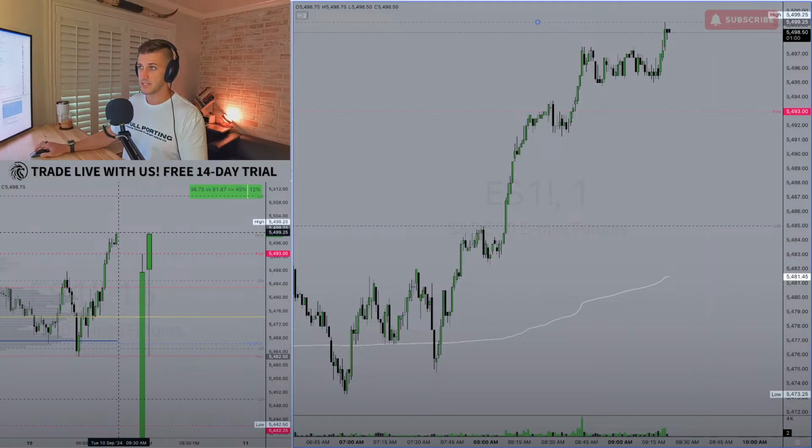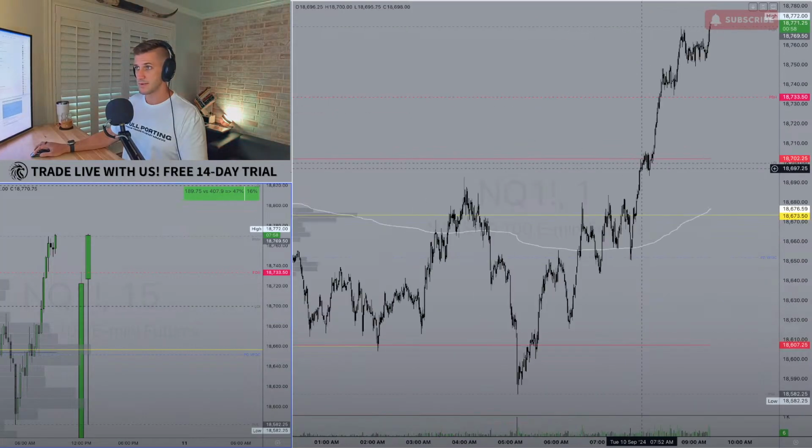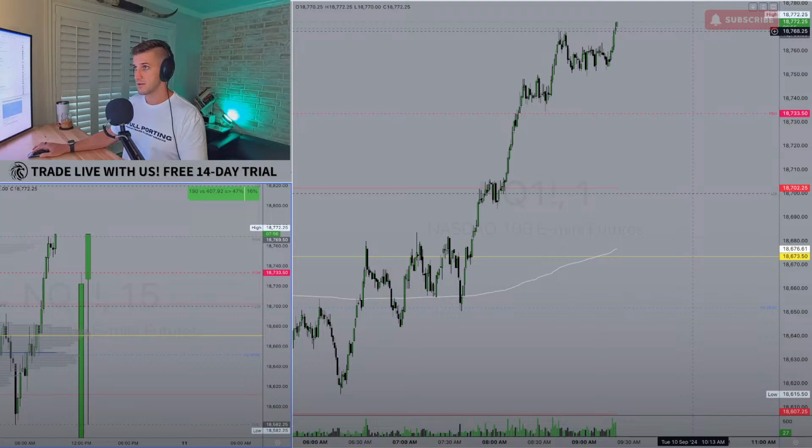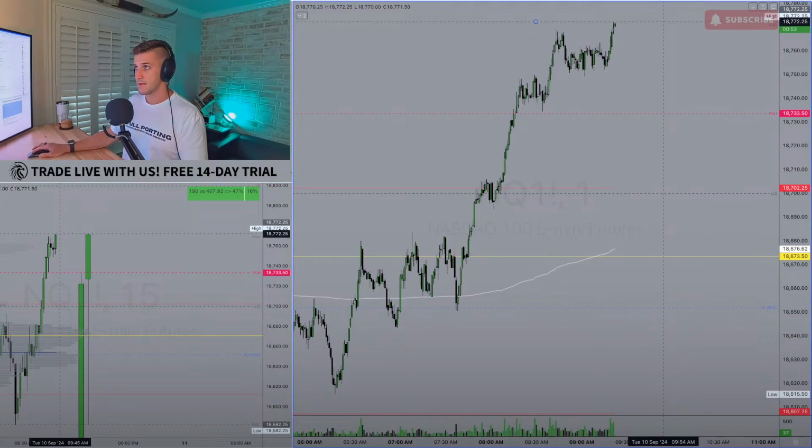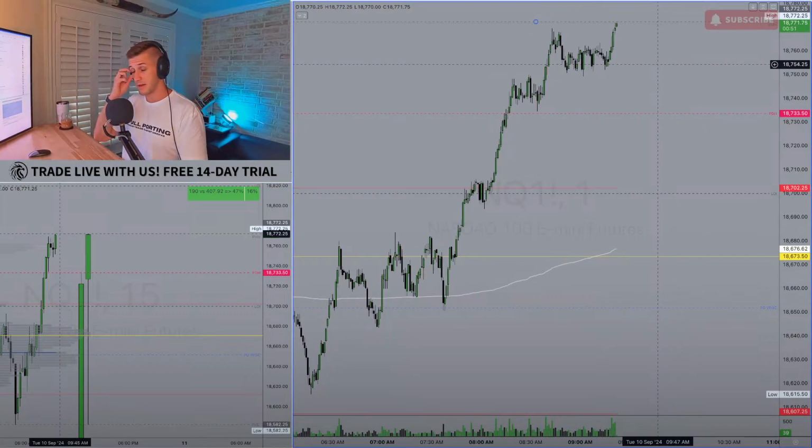Now, it could be a bit of a slower session because we do have CPI tomorrow. So let's see how this unfolds here. We've got about 8 minutes until the open.